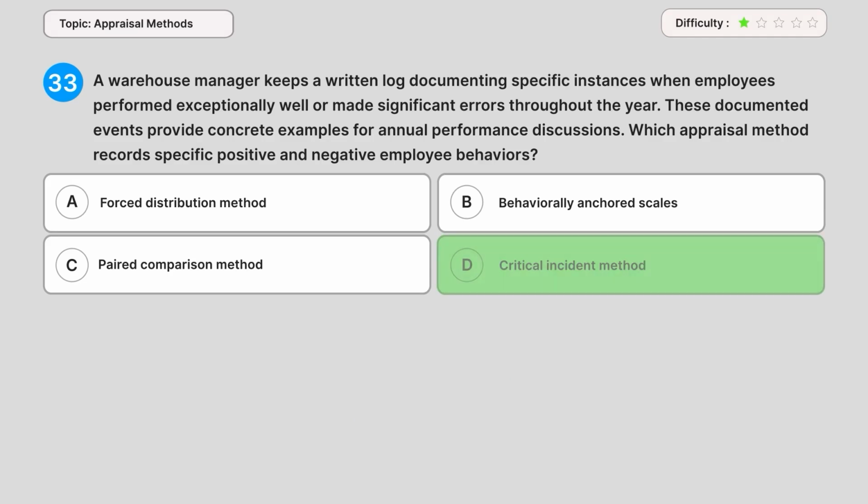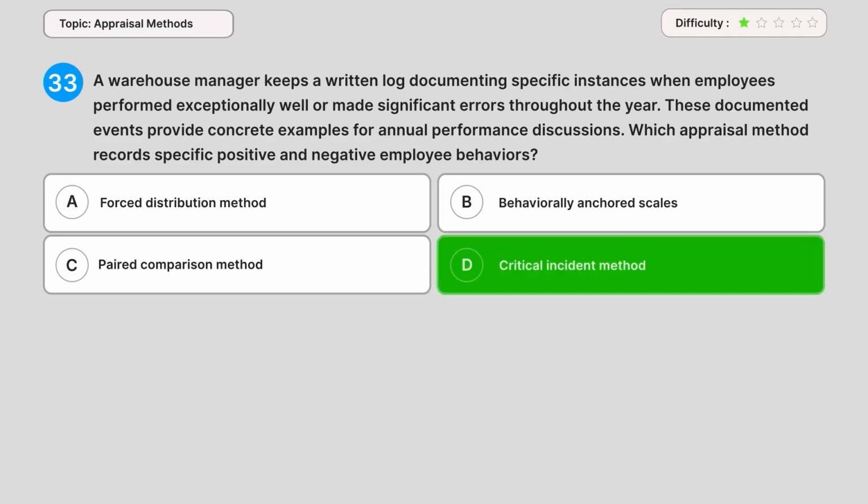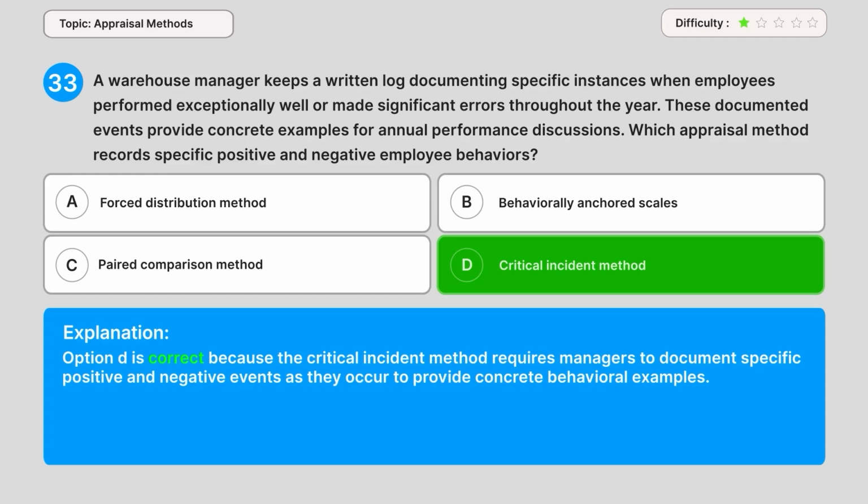Correct answer, D. Critical incident method. Explanation. Option D is correct because the critical incident method requires managers to document specific, positive and negative events as they occur to provide concrete behavioral examples.